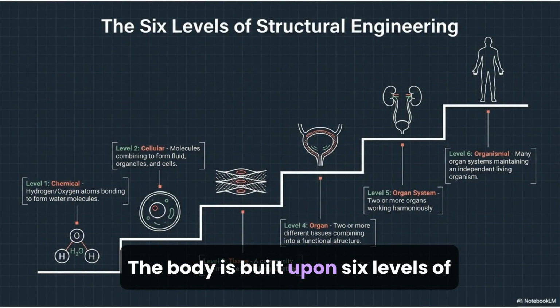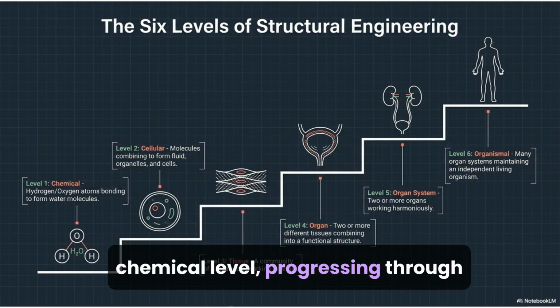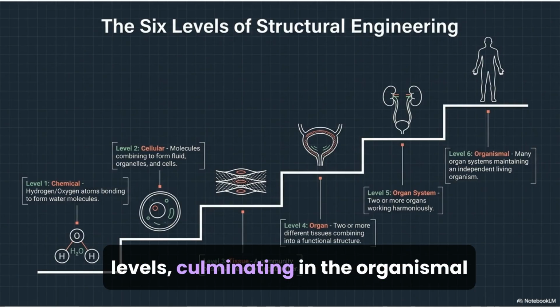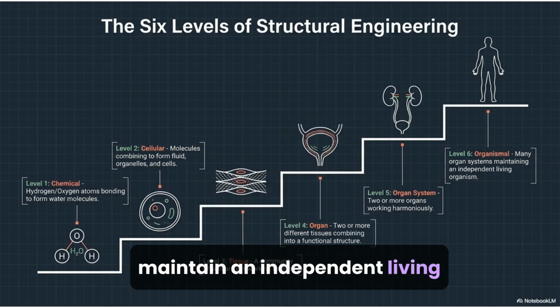The body is built upon 6 levels of structural engineering, starting from the chemical level, progressing through cellular, tissue, organ, and organ system levels, culminating in the organismal level, where many organ systems maintain an independent living organism.